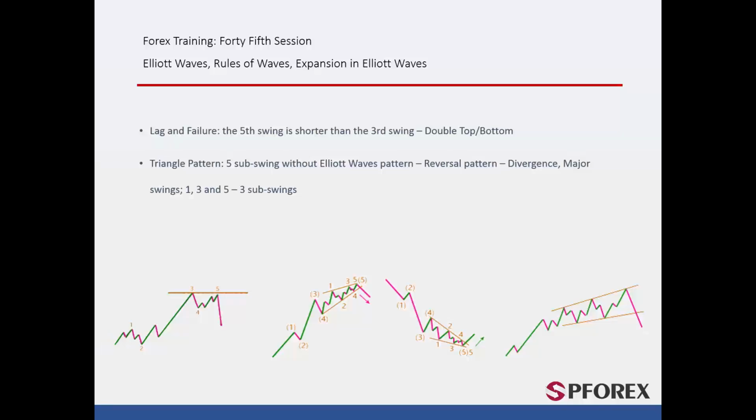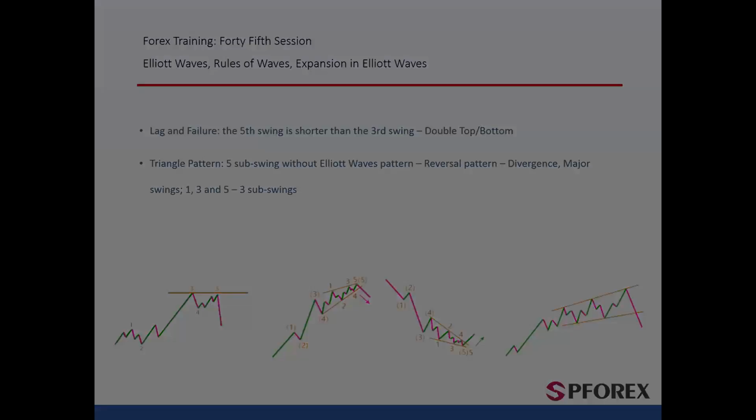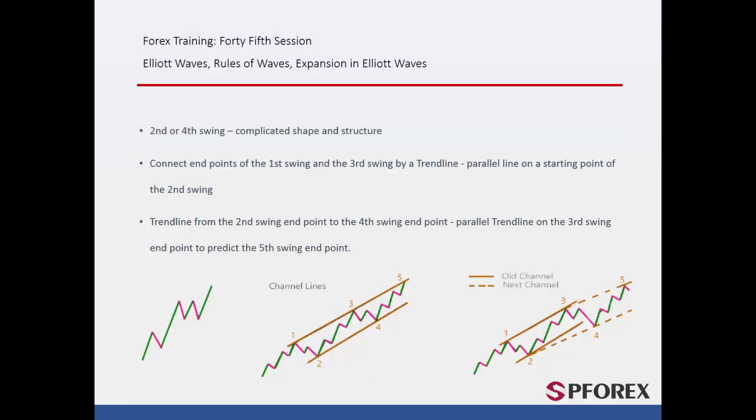Frequently, each major swing will include 3 subswings to form a triangle pattern, which may sometimes be divergent. Most of the time, one of the second or the fourth swing may have a complex shape and structure. A trader can connect the endpoints of the first swing and the third swing by a trend line. Then a parallel line can be placed on the starting point of the second swing. Hence, the fourth and fifth swing can be speculated considering this channel.